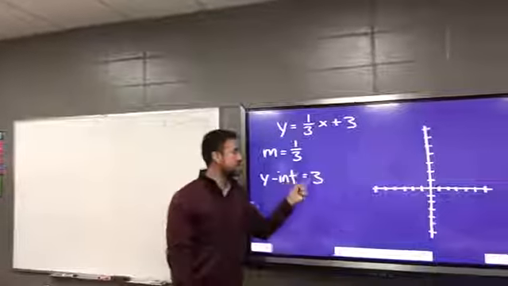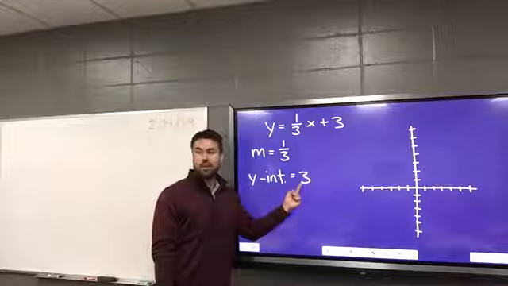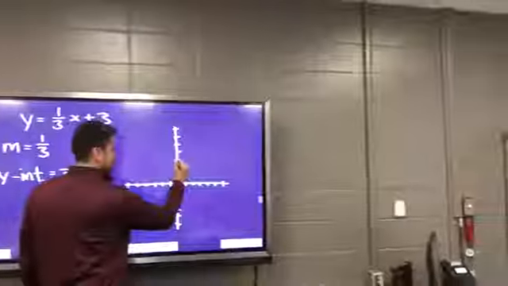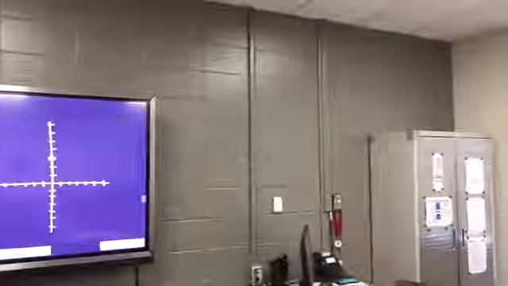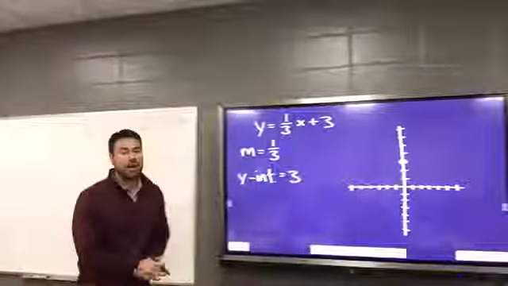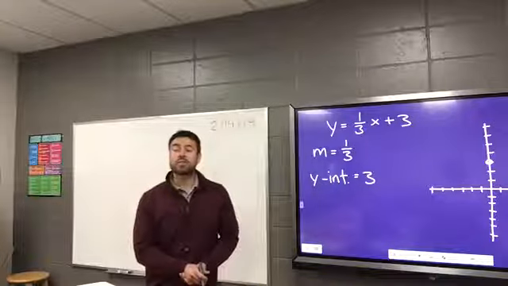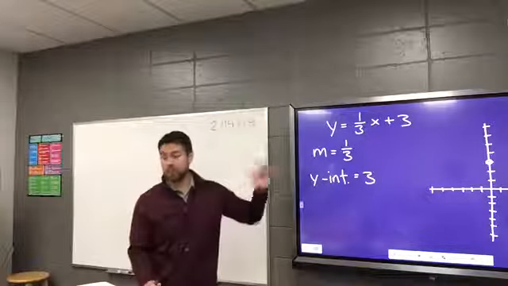So where does this line cross the y-axis? 0, 3. Okay, at 0, 3. At positive 3. 1, 2, 3. You know, I know there's a point right there, so you draw a point. It's positive 3 on the y-axis. Okay? Great. I know something else about this graph without having to draw anything.